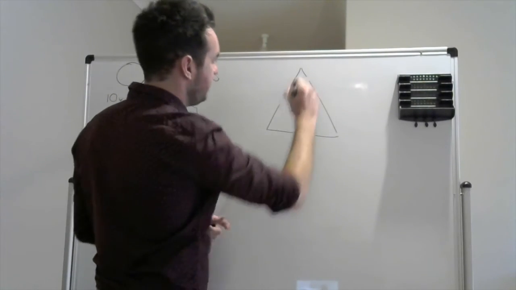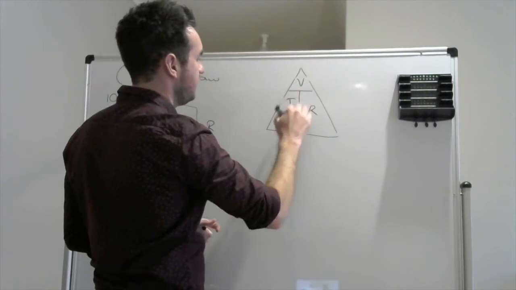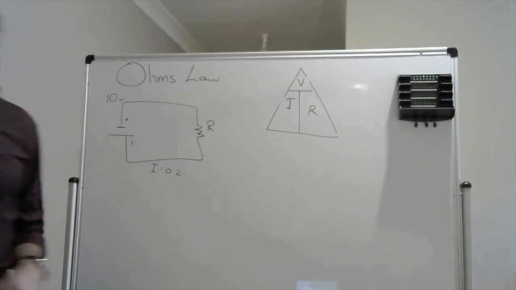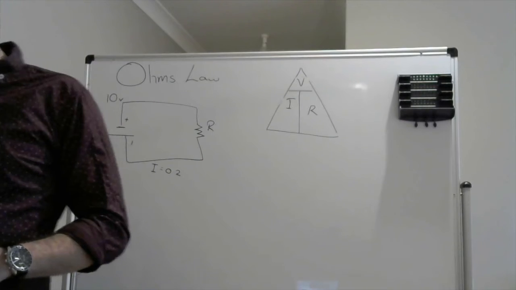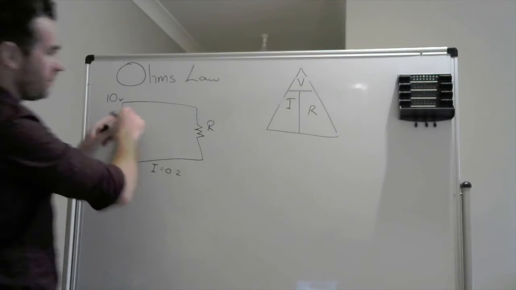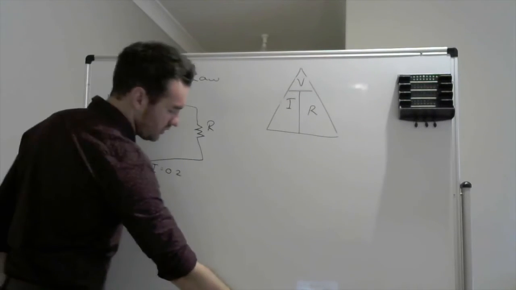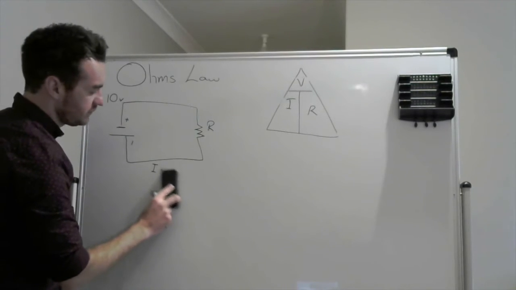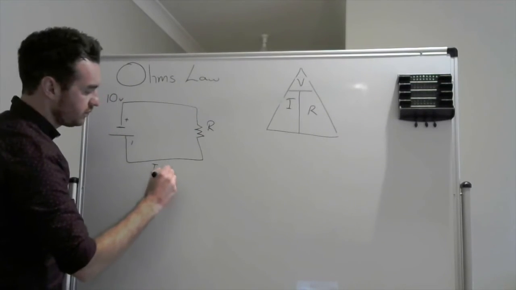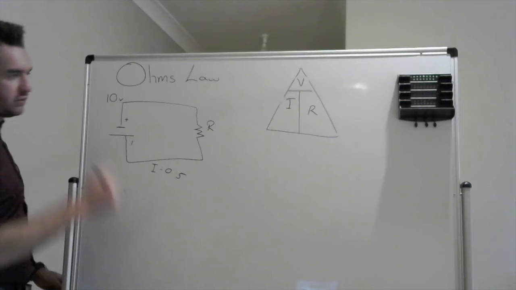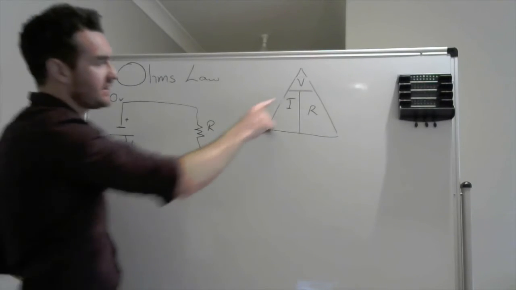Okay, let's just put V and I in here again, just so we know what we're talking about. So let's change the numbers again. We're going to do 10 volts again as our battery, but let's change the current to 0.5. So we're going to do the same thing again. I'm going to replace these letters.